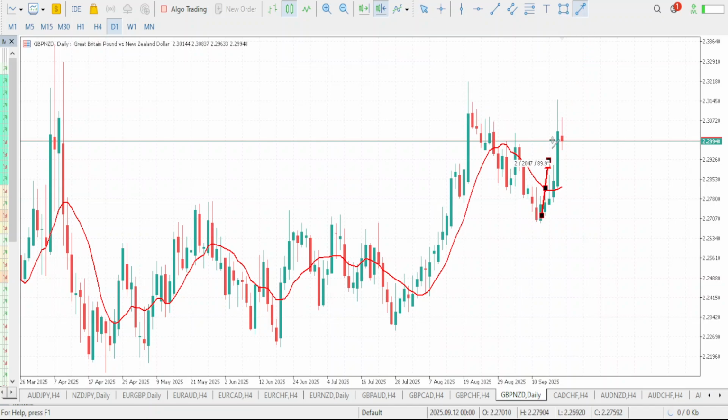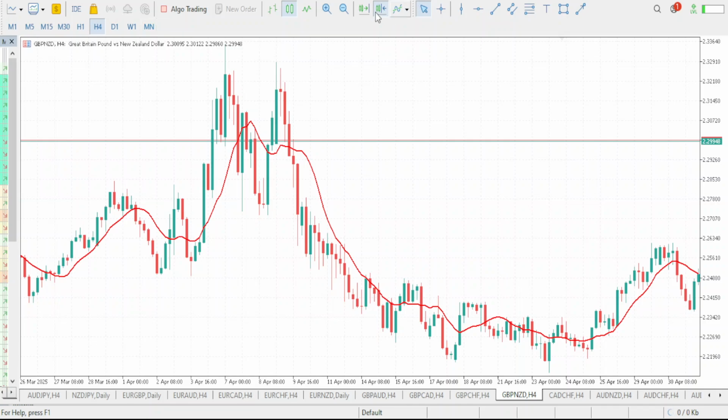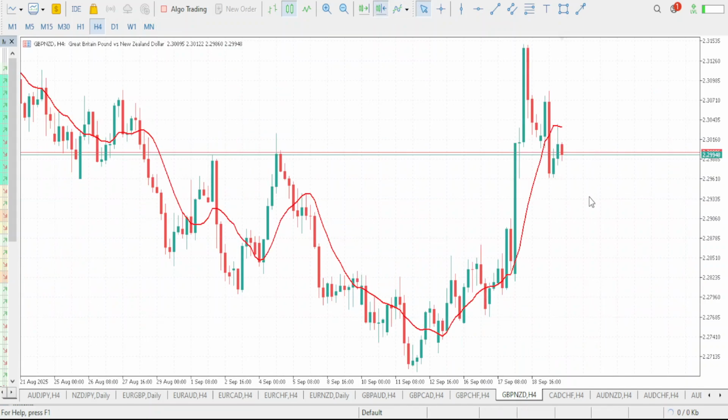So the market should do something like this. Push up, a little bit of a pullback, then a new push up. That new push up should take out this high. So this week on our GBP New Zealand dollar will be a bullish move.